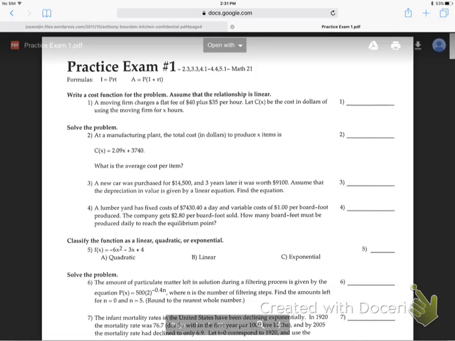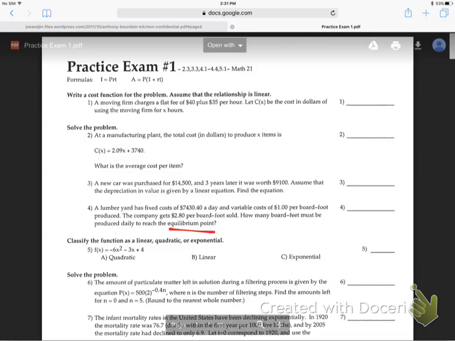What do we do? Number 4, a lumberyard has a fixed cost a day and a variable cost of $1 per board foot. The company gets $280 per board foot sold. How many board feet must be produced daily to reach the equilibrium point? That's their cost. Oh, okay.